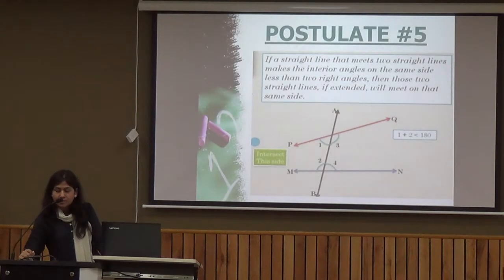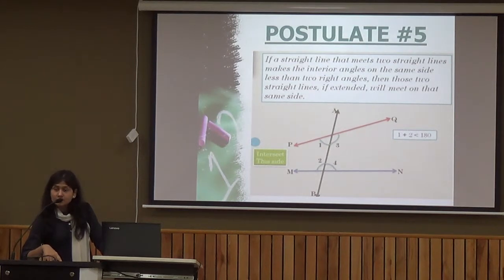Now, postulate 5. If a straight line that meets two straight lines makes interior angles on the same side less than two right angles, then those two straight lines, if extended, will meet on the same side. Now please focus on this figure. Here these two lines PQ and MN are two lines and having AB as the transversal. That is, this line AB meets these two lines at two distinct intersecting points. Okay.